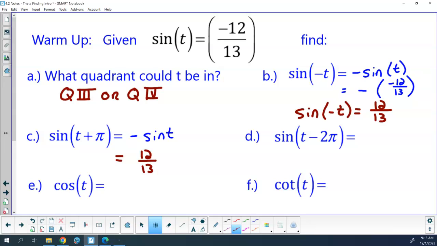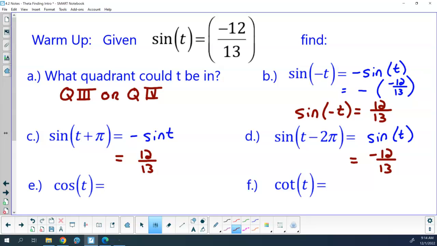D. It doesn't matter, because that's a full lap. We just went a lap clockwise instead of going a lap counterclockwise. So that's going to be equal to the sine of t. So that one would be equal to negative 12/13.